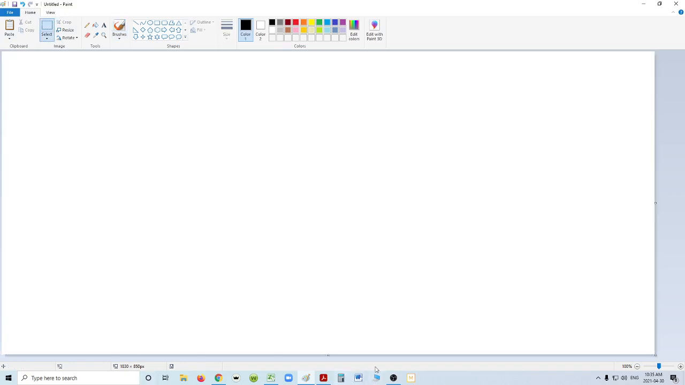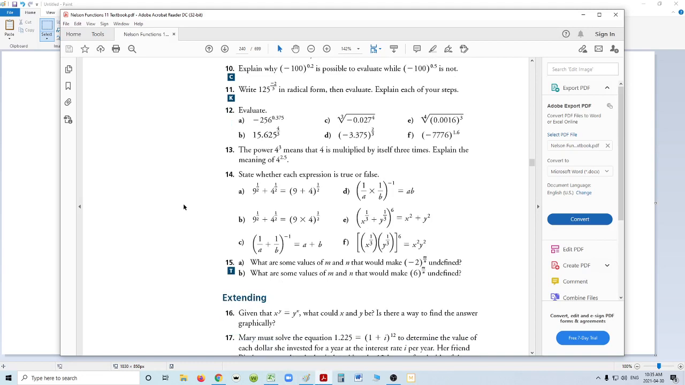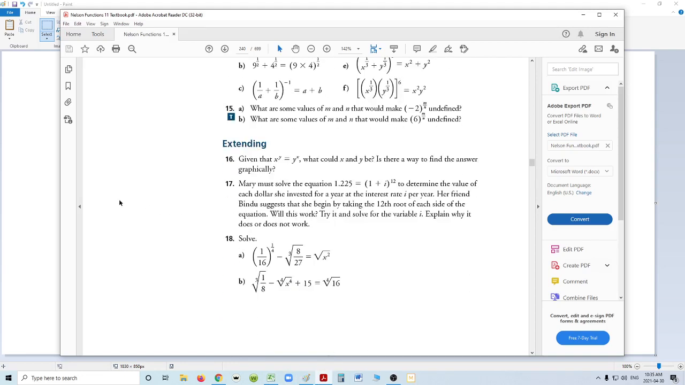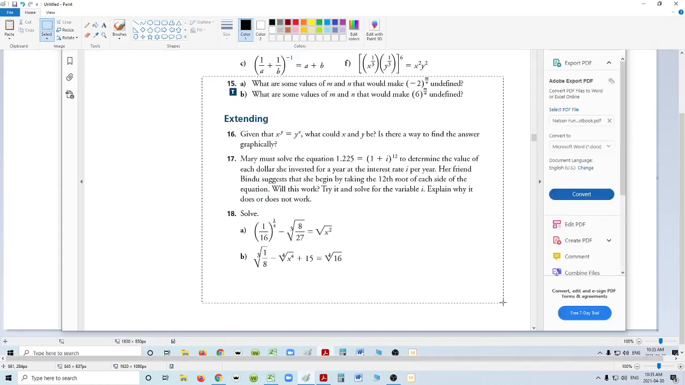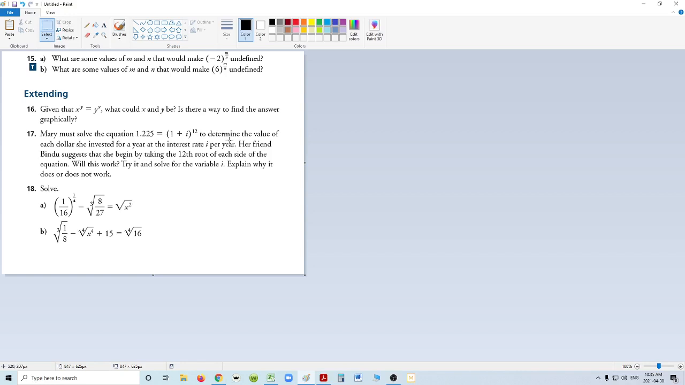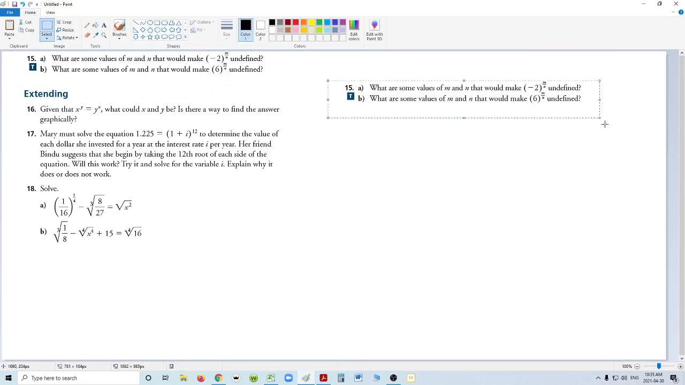So getting you more and more comfortable with what rules work and what rules will not work. 15, 16, 17 are all extension. It's always good to try your extension. Keep in mind, don't feel bad if you can't get the extension. I've had some calculus extensions that I cannot get, and even when I see the answer, I'm like, I suppose, but I don't know if I could have derived it on my own.